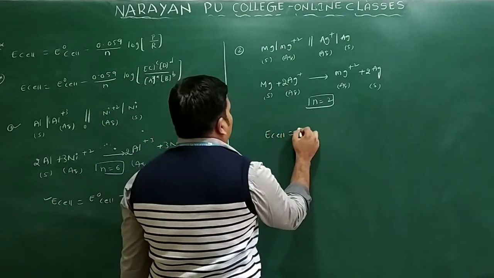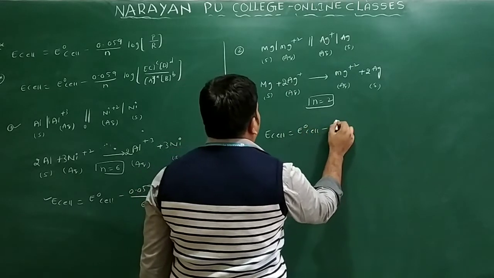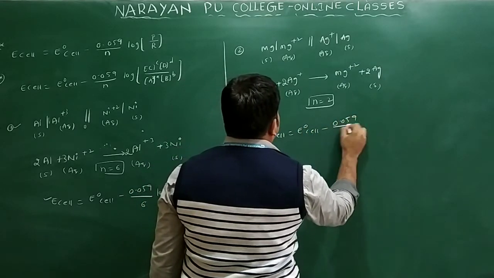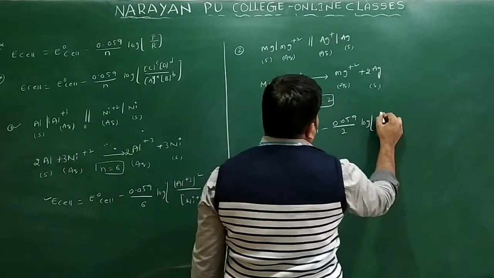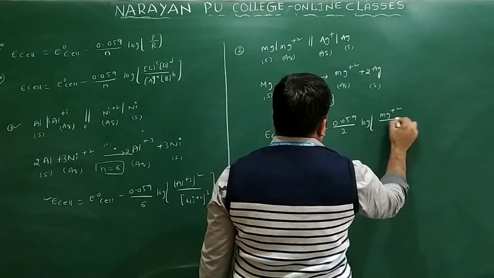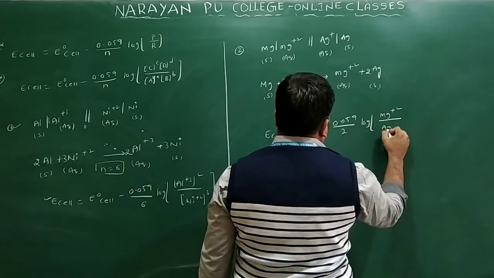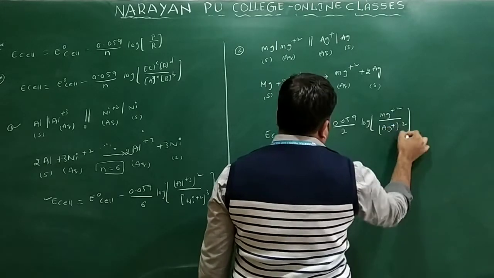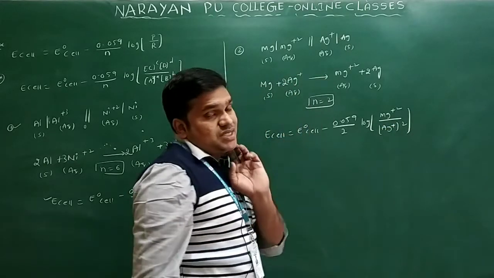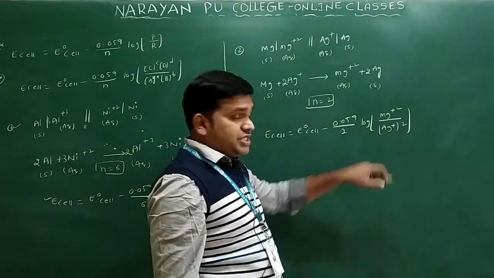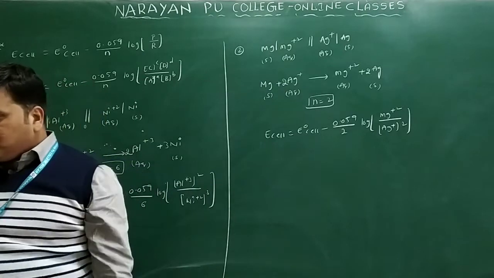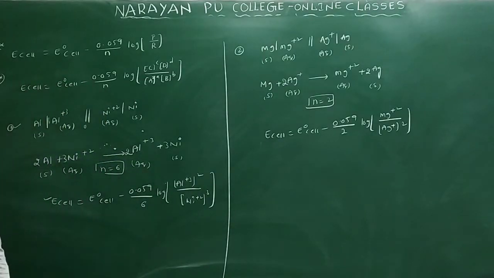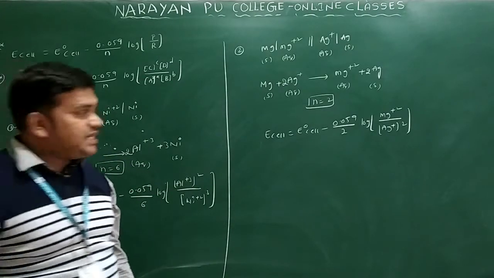Then what you will get here? E cell is equal to E naught cell minus 0.059 by 2 into log [Mg2+] by [Ag+] whole square only. Why here? The coefficient is 2. So this is the Nernst equation expression for the second example, that is Mg and Mg2+ only. And one more we have, Zn2+.